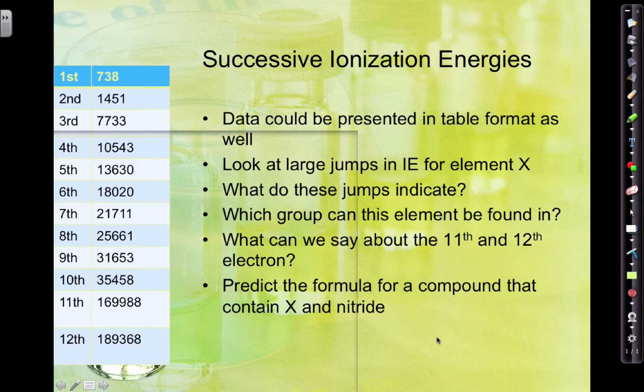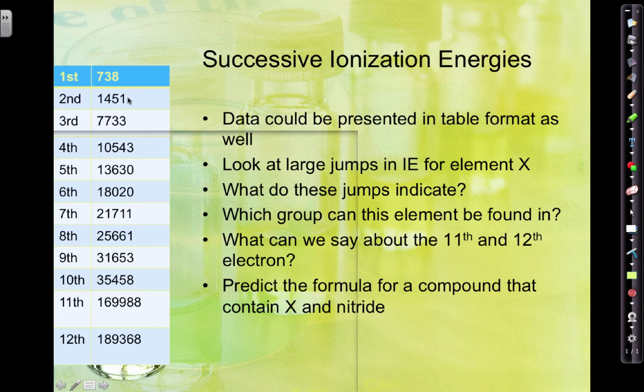All right, so another way you could see data is ionization energy. Okay, so ionization energy, you could be given this, and basically you're going to be looking at large jumps. Large jumps indicate something special. So we've got 738 for the first ionization energy, so that's the energy required to pull off 1 electron. The second is when you pull off the second electron, the third you pull off the third, and so on. So you need to look for large jumps.